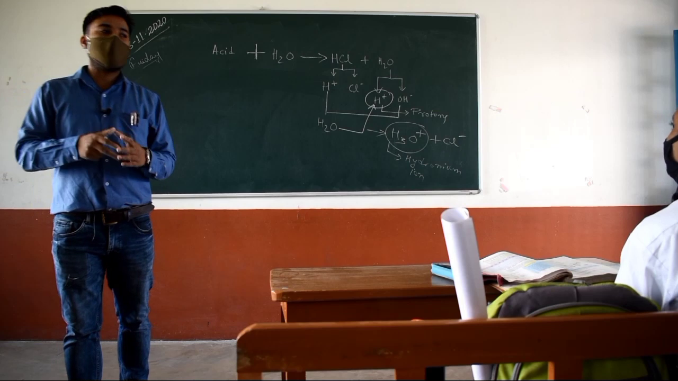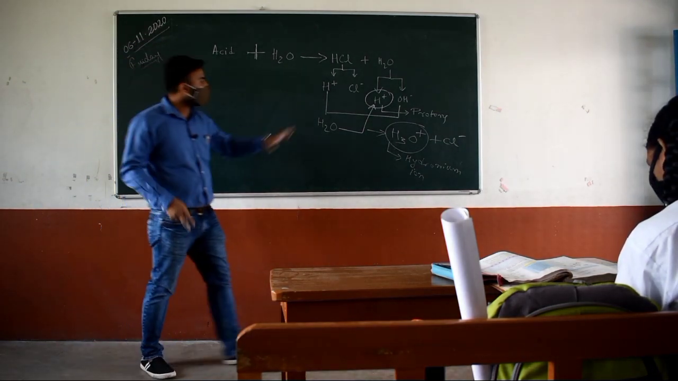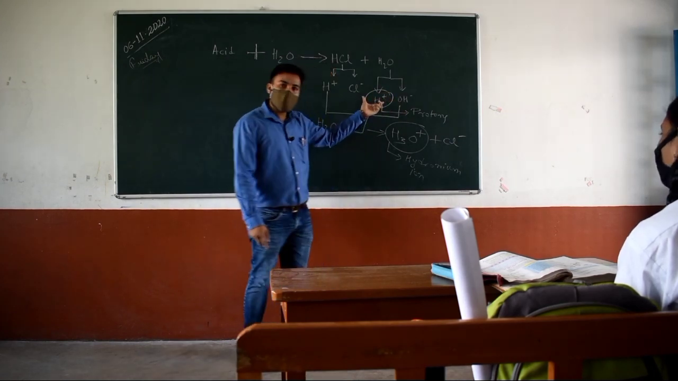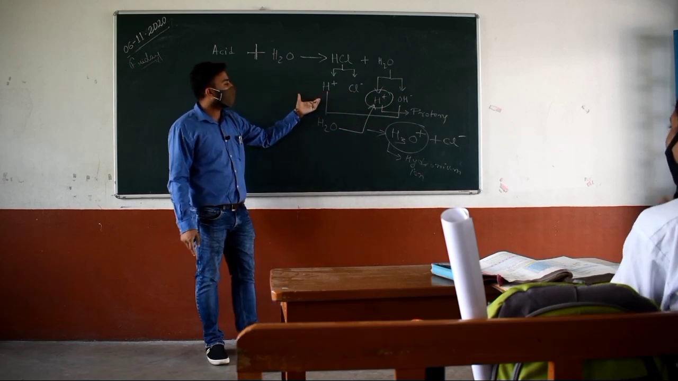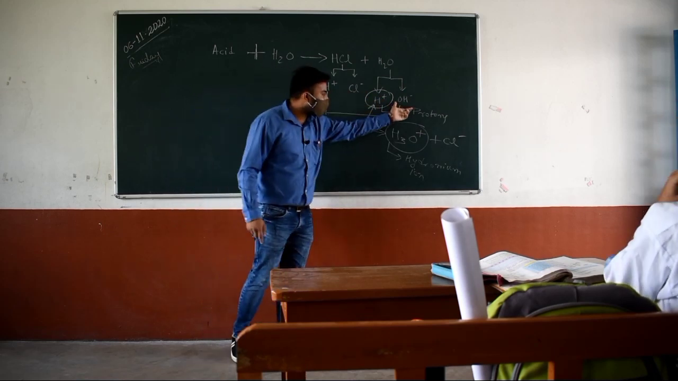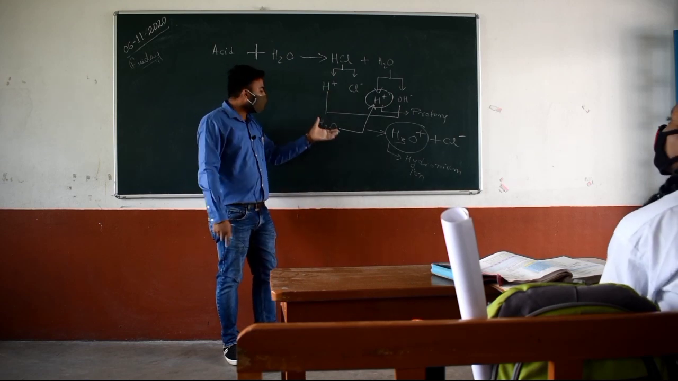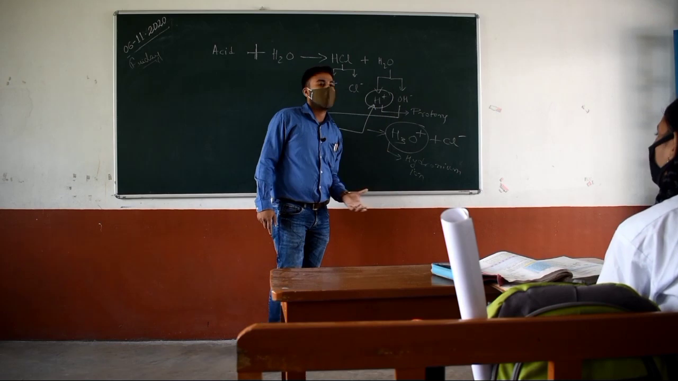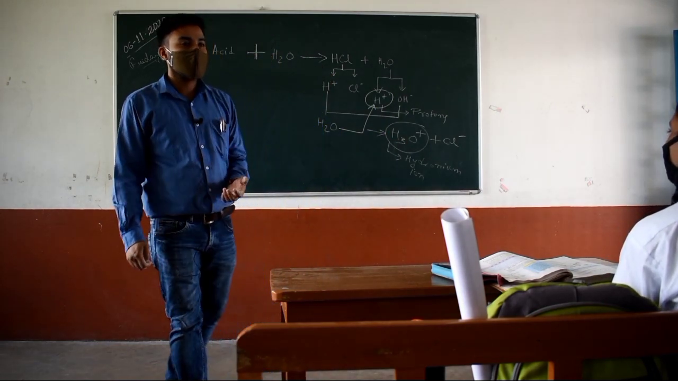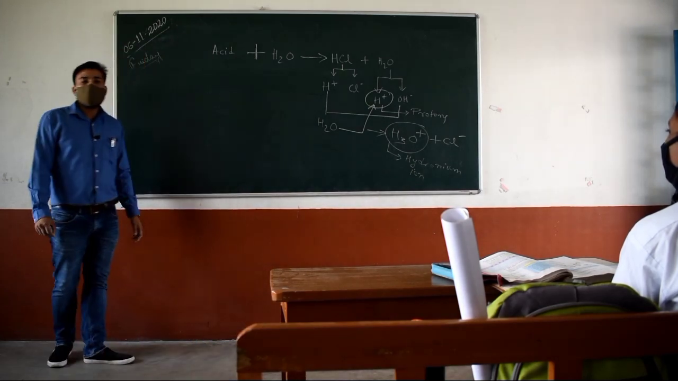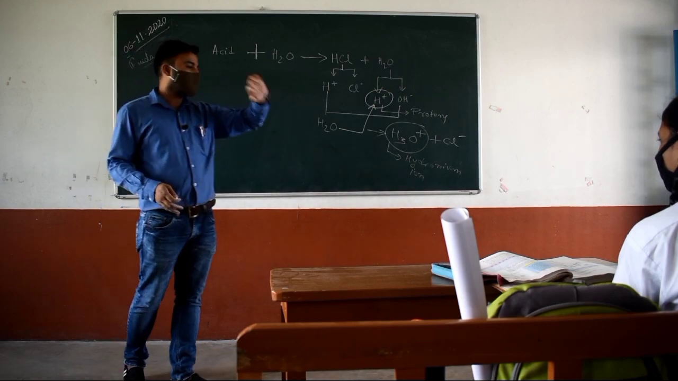But the hydronium ion is not released in a single step. First, water will break into H plus and OH minus. In the second step, this OH minus will combine with H plus and form water. In the third step, this again combines with H positive and later forms the hydronium ion. So this was the reaction for an acid when it reacts with water.